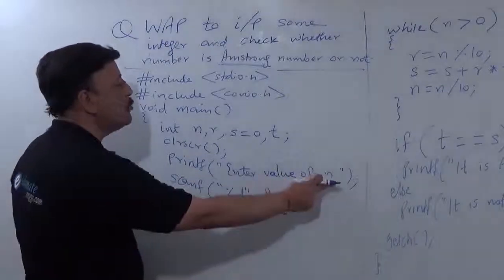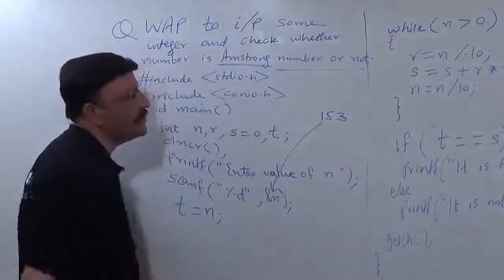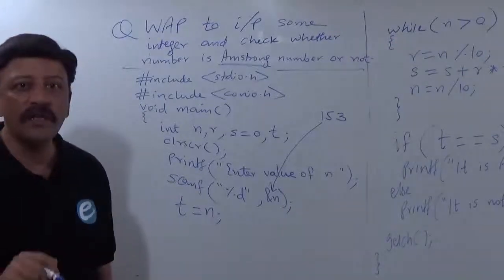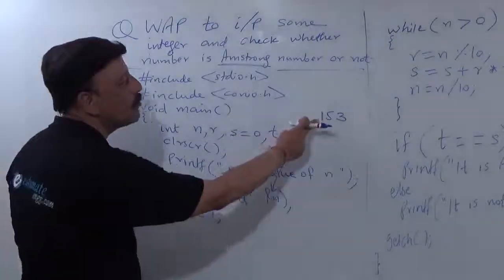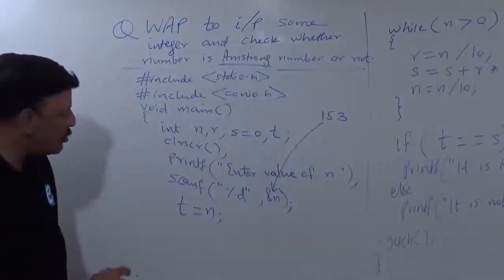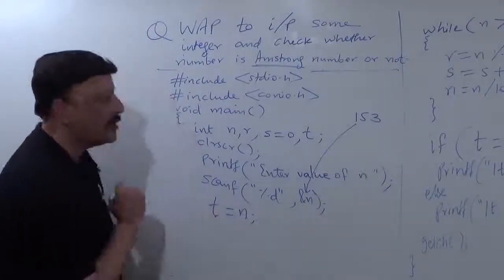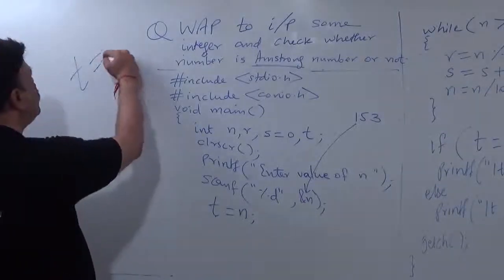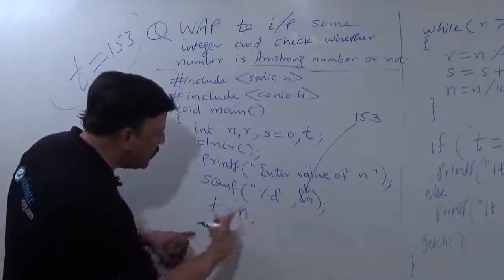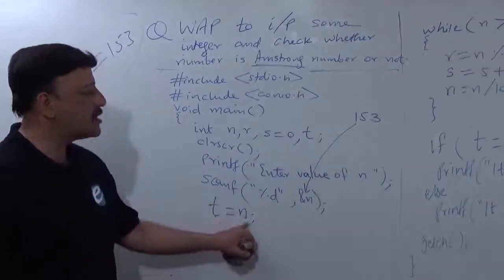Let's ask the user to input some number, and suppose the user enters the number as 153. n is 153. So the final answer should be, it is Armstrong, because 1 cube plus 5 cube plus 3 cube is 153. Now after entering n, whatever is the value of n, I have stored it in t. So t becomes equal to n. t is 153. Look how that 153 has been safely stored in t. Why that has been done, we will see later. But t records the value of n.